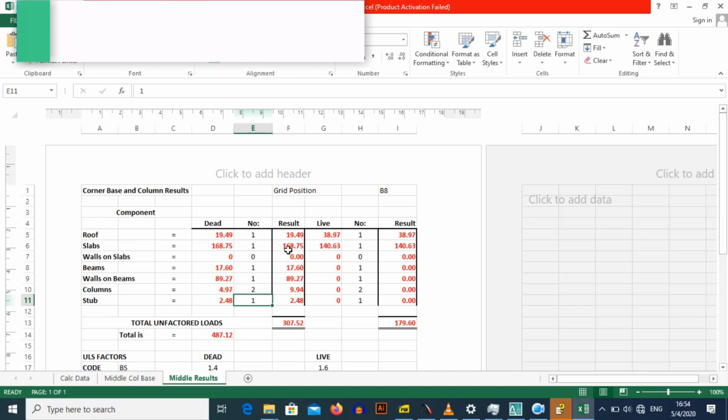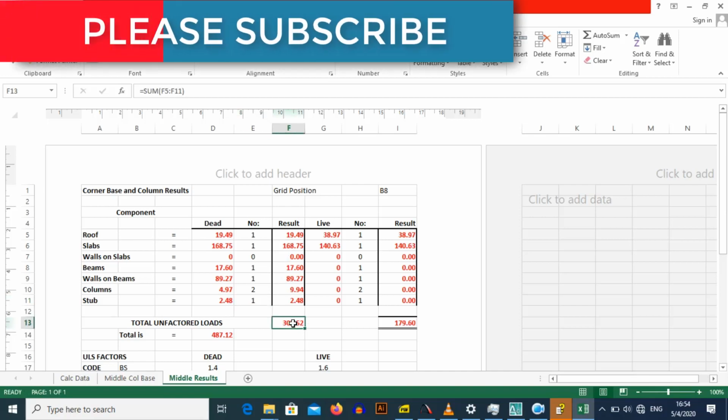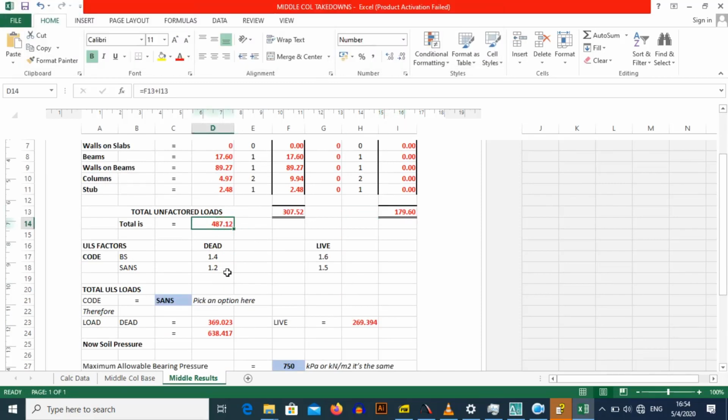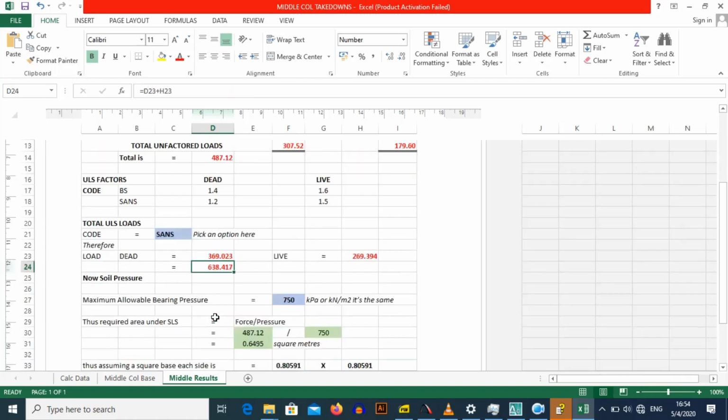So what it does, this is the result for the dead load, which is unaffected, and the result for the live load, which is unaffected. The total load is 487.12. Then these are the factors, whether you're using BS, SANS, SABS, whatever you want to call it. In this case, we are not going to be using BS, we are going to be using SANS. So in our case, the dead load factored is 369, and the live is 269, and the total is 638. And the maximum allowable bearing pressure, which you get from your geotechnical investigation, for this case we're using 750 kilopascals or 750 kilonewtons per square meter.